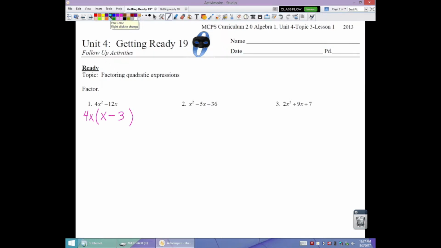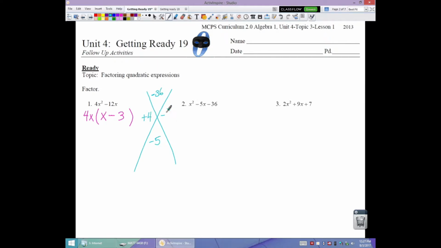Number 2, I look for a GCF. Since I do not find one, I'm going to use my magic x. A is 1 times negative 36, which is negative 36. The sum that I'm looking for is negative 5, coming from the b term. To get a negative product, I need a plus and a minus. That means I'm looking for factors of 36 that differ by 5. That would be 4 and 9.